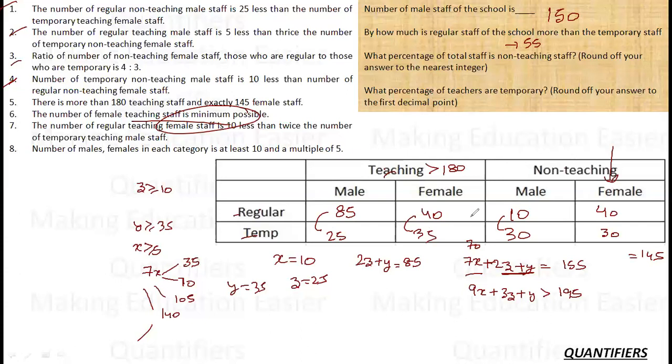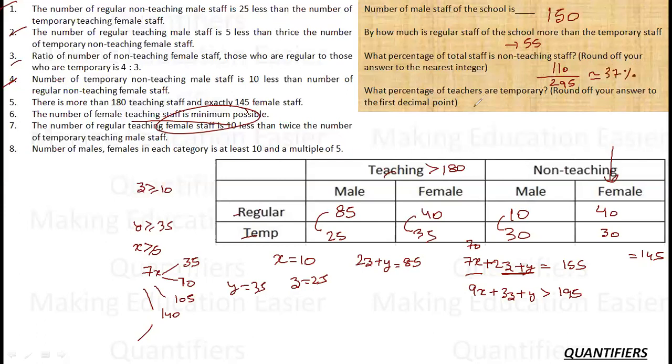Okay. Next thing. What percentage of total staff is non-teaching staff? So what is the total number of staff? 85, 25, 110, 150, 185, 195, 225, 265, 295 is the total staff. And what is non-teaching staff in it? Non-teaching staff is 40, 80, 110. So it is somewhere around 37%.